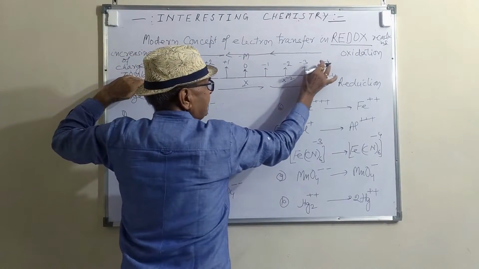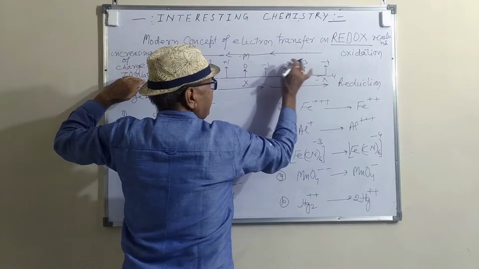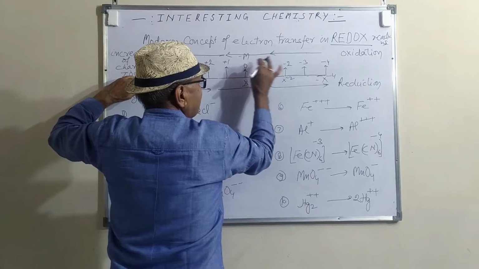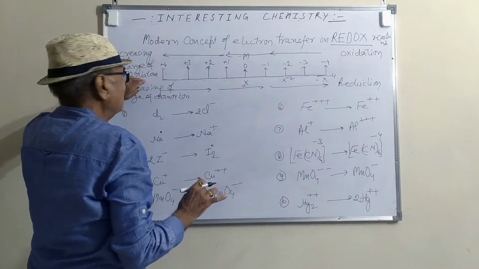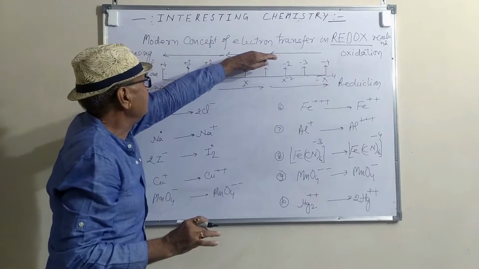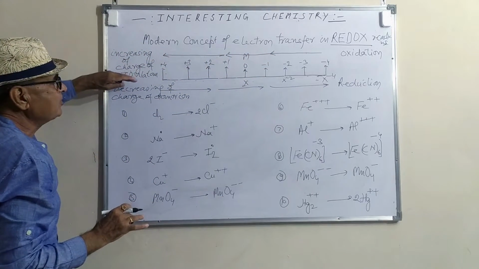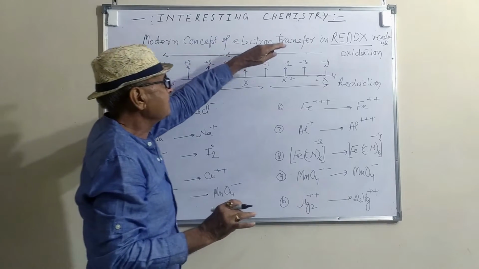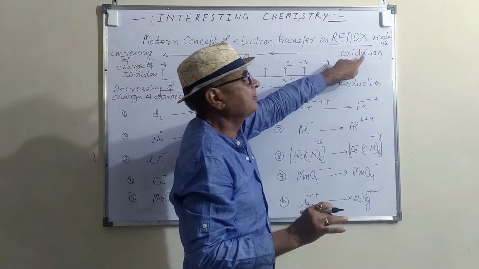Consider it algebraically: minus 2 is greater than minus 3, minus 1 is greater than minus 2, so 0 is greater than minus 1, and 1 is greater than 0. So this is the increasing order of the charges of the ion and atom. So when the charge is increased, consider it oxidation.